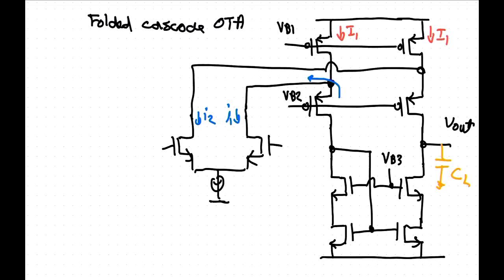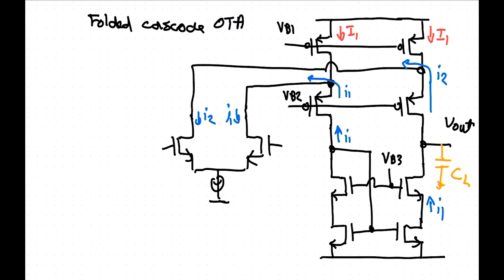Okay. All right. So this is I1, small signal flowing this way here. So that will flow that way in the current mirror. So we have I1 flowing that way in the current mirror, whereas I2 will have to flow this way here.